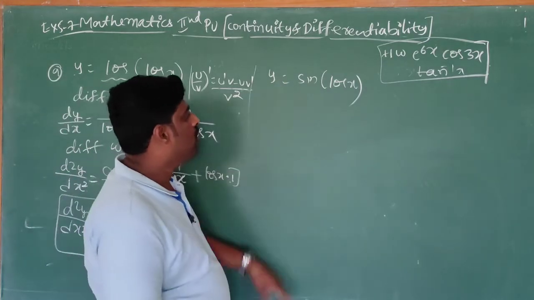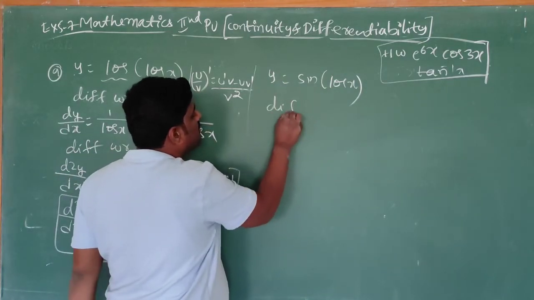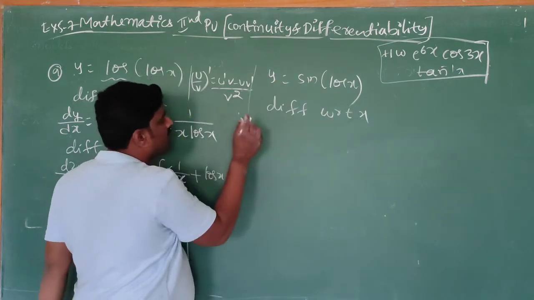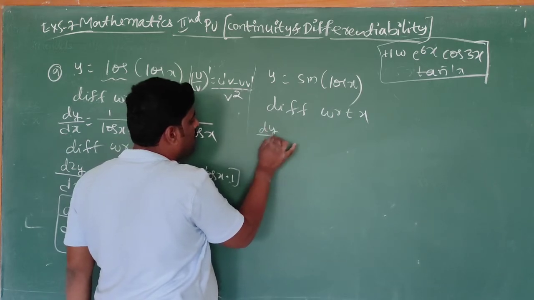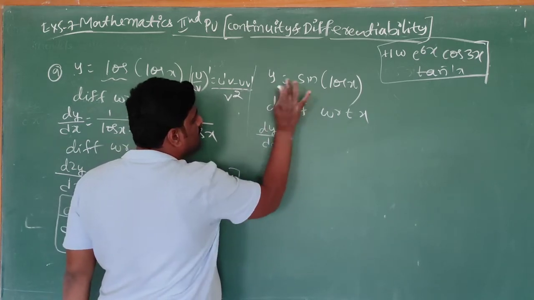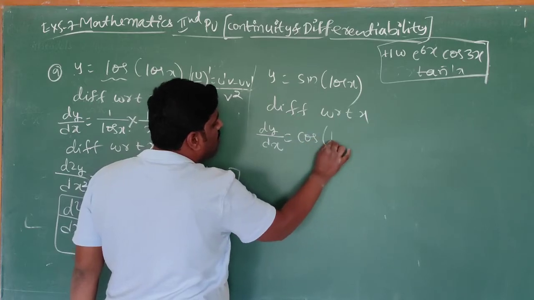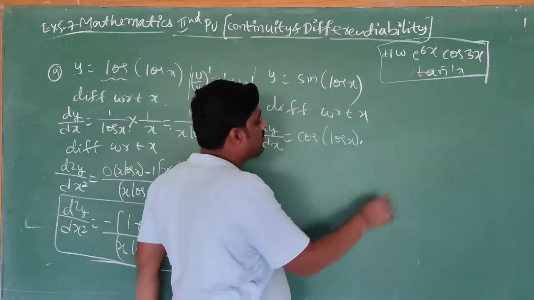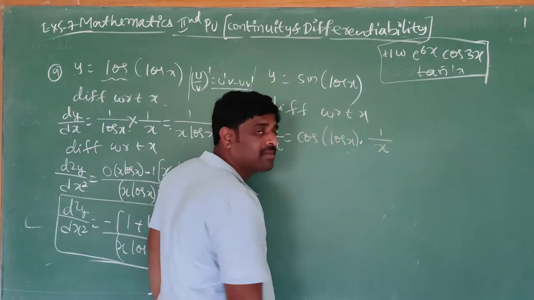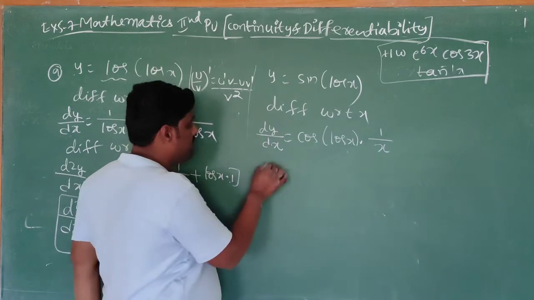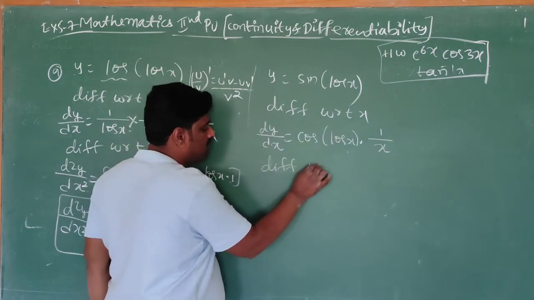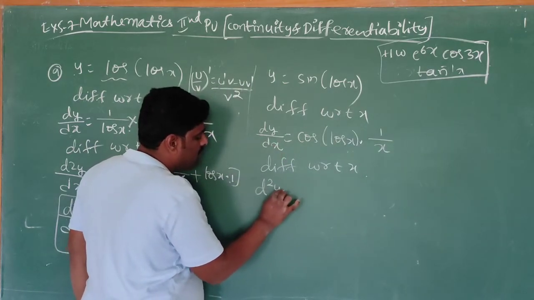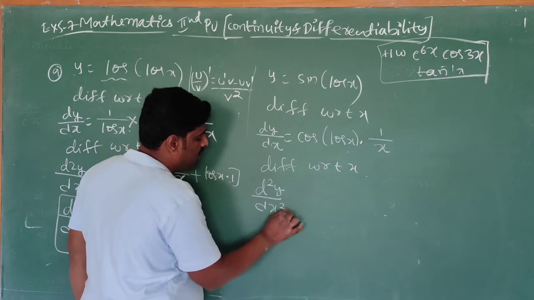Now come to another problem. Differentiate with respect to x. Y differentiation is dy by dx. Sin differentiation is cos of log x into log x differentiation is 1 by x. Again differentiate with respect to x. dy by dx differentiation is d square y by dx square.